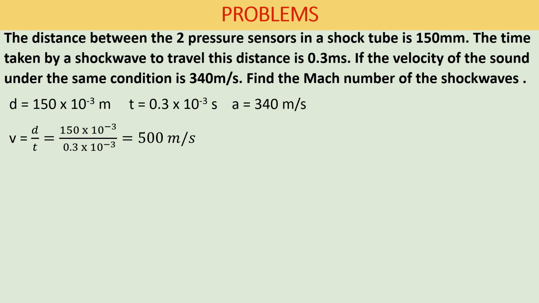Now the Mach number is the ratio of the velocity of the object divided by the velocity of the sound. So that is M is equal to v by a, that is equal to 500 divided by 340. So that is equal to 1.47. So this is the Mach number.